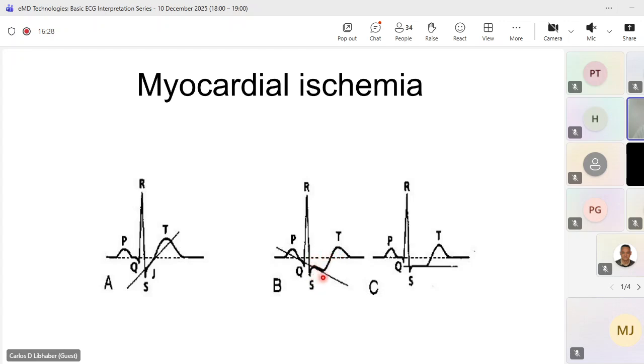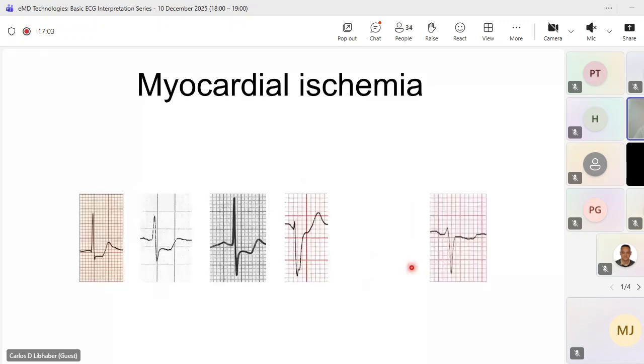So this is the whole secret. How is the ST? Here, the ST is not normal, but it goes quickly back to normal. If it goes back to normal in less than 2 small squares, it's not ischemia. But if it goes back in more than 2 small squares, 2 millimeters, like here and here, that is considered ischemia.